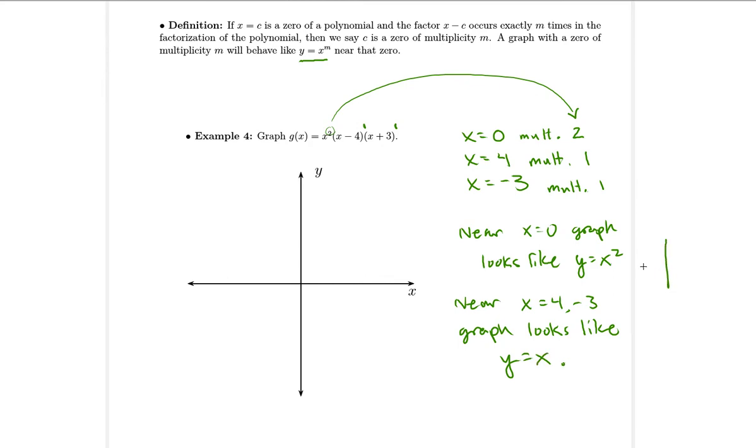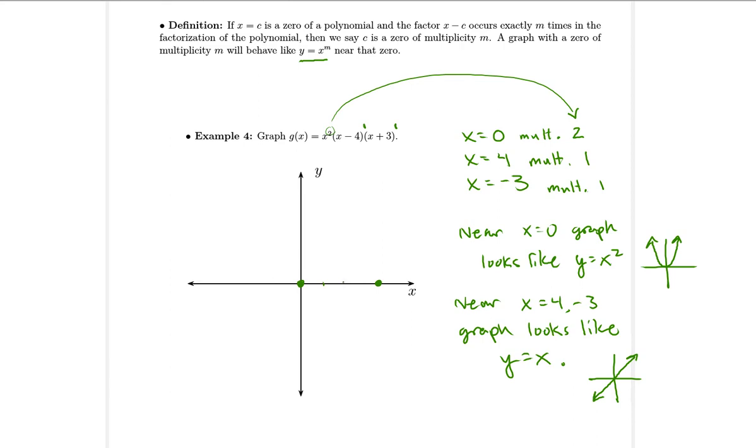Well, let's think about what y equals x squared looks like. It looks like this, right? And y equals x, what does it look like? It looks like this. Okay, so at this particular 0, we're going to go down and touch the 0 and then rebound up off of it, just like y equals x squared does. But for these two zeros, we're going to cut straight through the x-axis, just like y equals x does. Okay, so that tells us that we've got these zeros here.